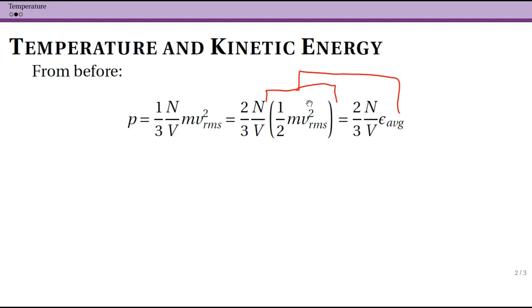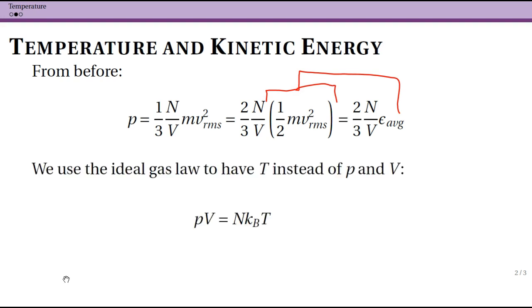and that's going to be per molecule. So this is helpful, except that this relates it to pressure, and what we would like to do is have a relationship between temperature and kinetic energy. So we need to go back to another piece of information, which is simply the ideal gas law.